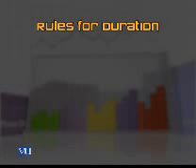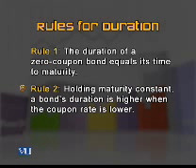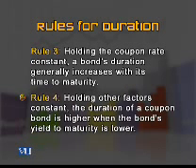Now, bahut sare rules hain durations. Number of rules. The important thing about rule number one is that the duration of a zero coupon bond equals its time to maturity. Then we remember talked about holding maturity constant. Yahan pe thodi confusion thi, lekin main ab aapko phir ek dafa clear kar dun. Just to remind you, holding maturity constant, a bond's duration is higher when the coupon rate is lower. And in rule number three, we talked that holding coupon rates constant, a bond's duration generally increases with its time to maturity. And rule number four, holding all factors constant, the duration of a coupon bond is higher when the bond's yield to maturity is lower.